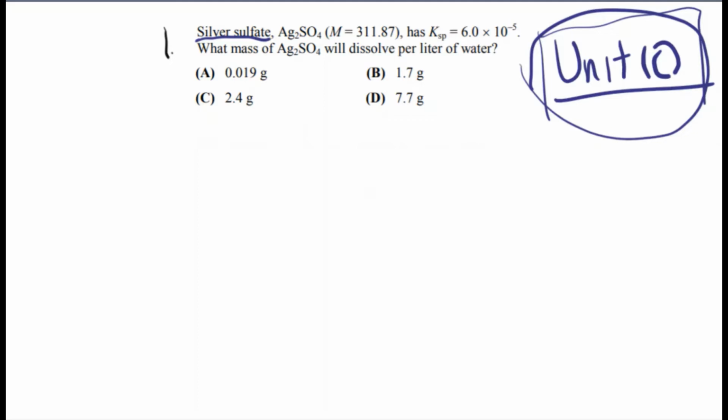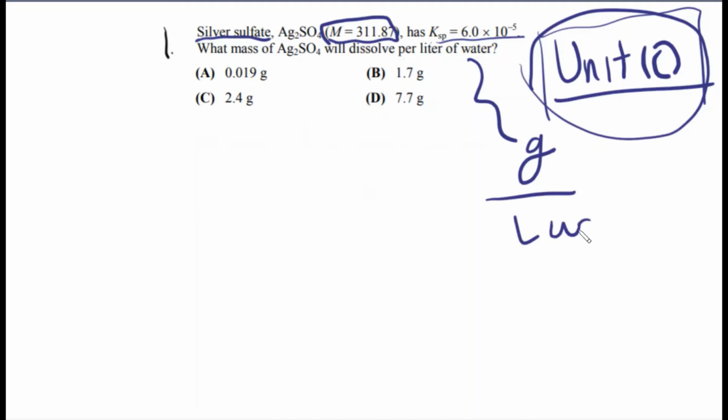Number 1. Silver sulfate with this molar mass has a Ksp equal to 6.0 times 10 to the negative 5. What mass of silver sulfate will dissolve per liter of water? So, we're trying to find the solubility in terms of grams per liter of water. This seems to me like a question where we have to find the solubility from the Ksp, and from the solubility we have to convert it to this. So in order to do that, I think I have an idea.